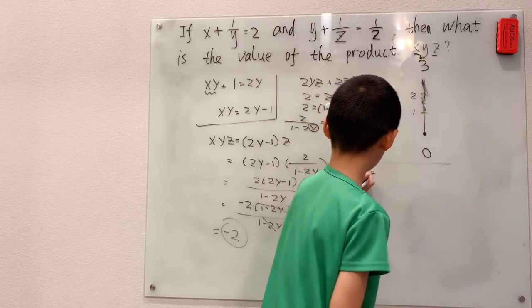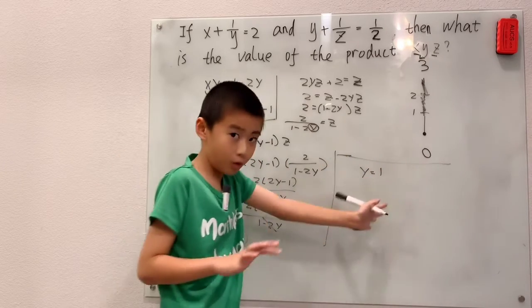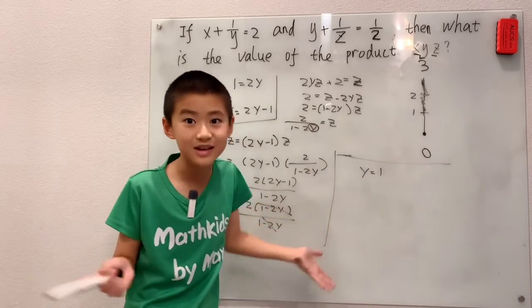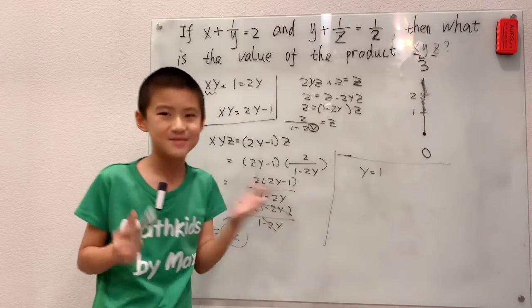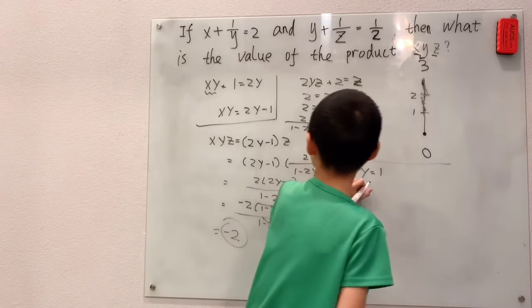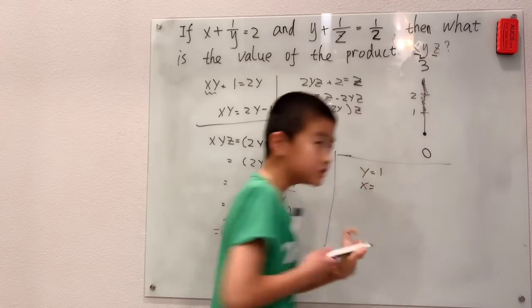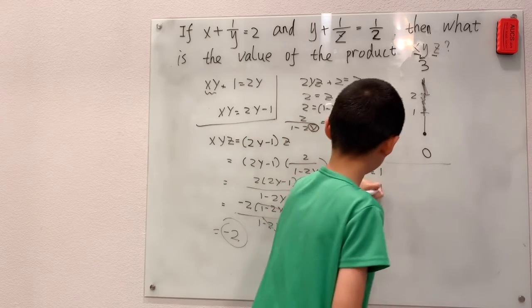So now I just know y is 1. Remember, I'm just guessing. y could be 5 gazillion, right? That's probably not gonna be that big, but you get my point. y could be any number. We're just guessing y is 1, which means x is 1.